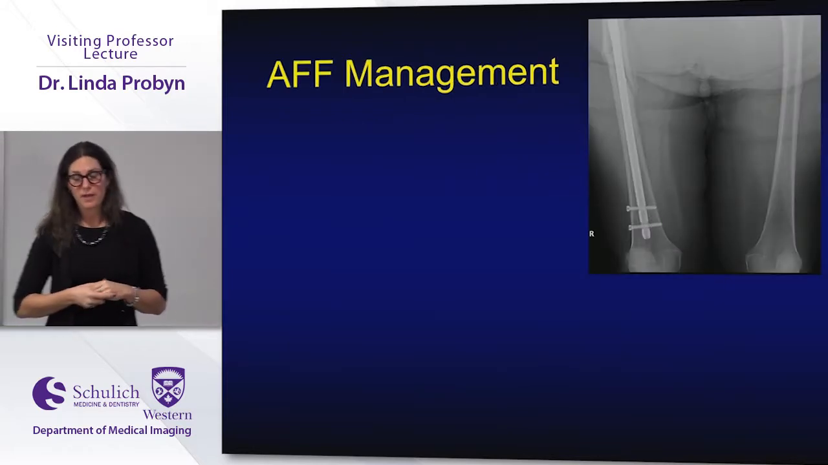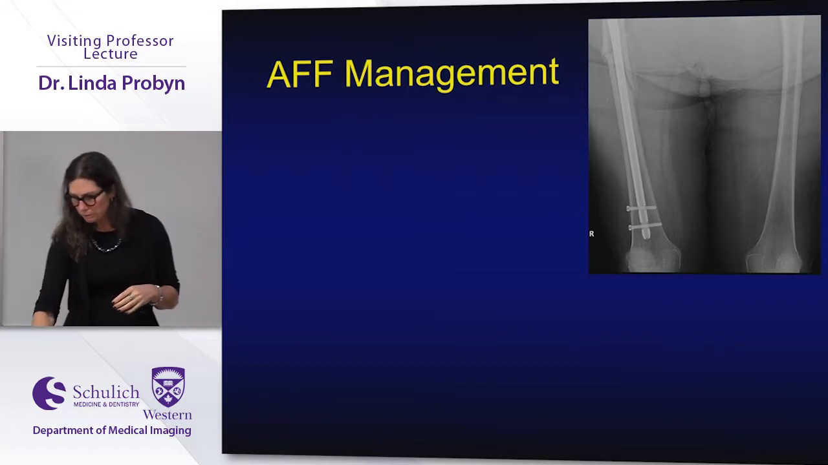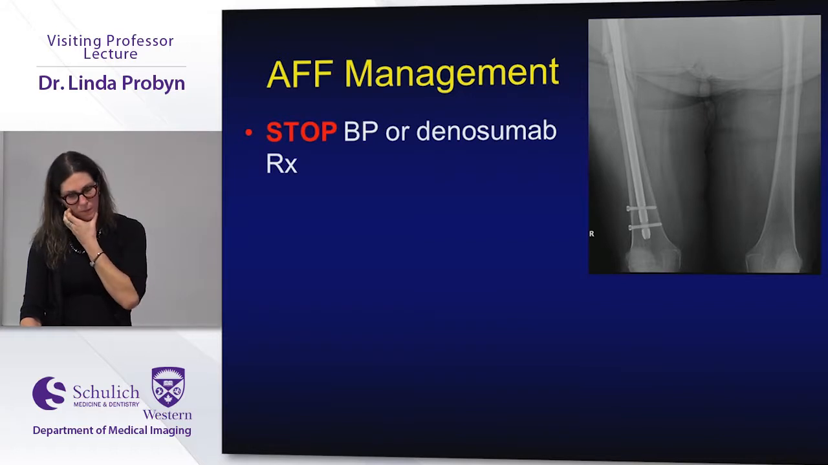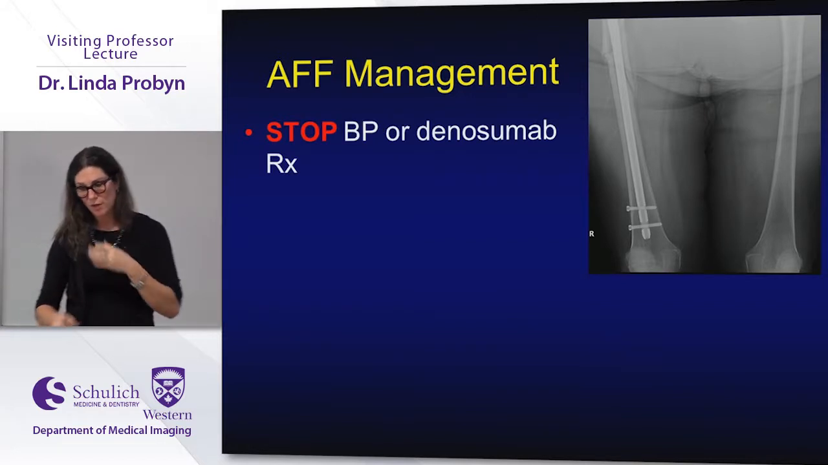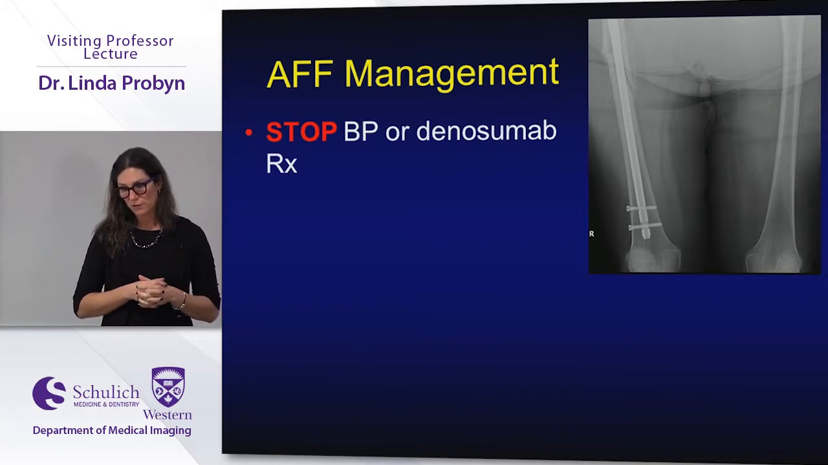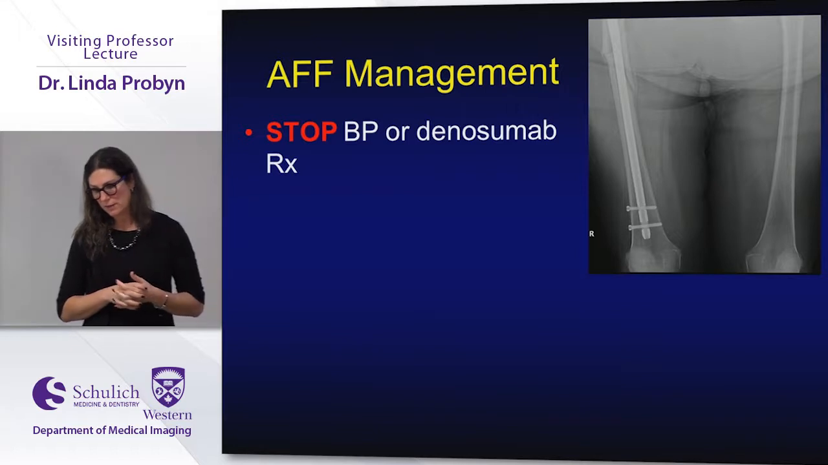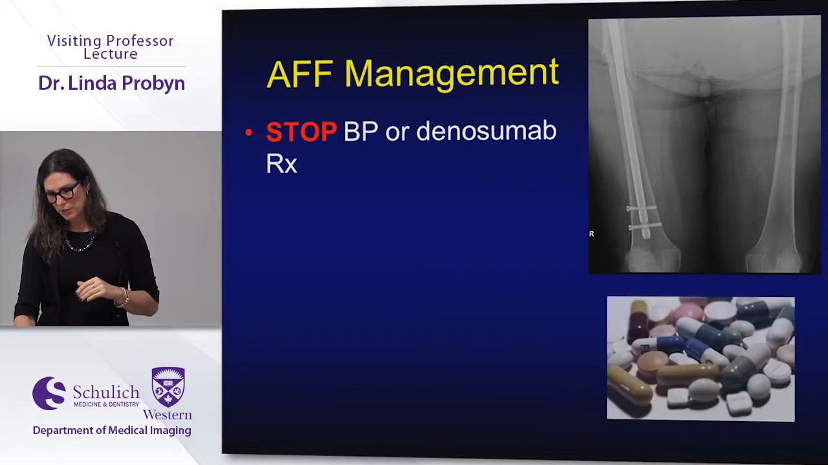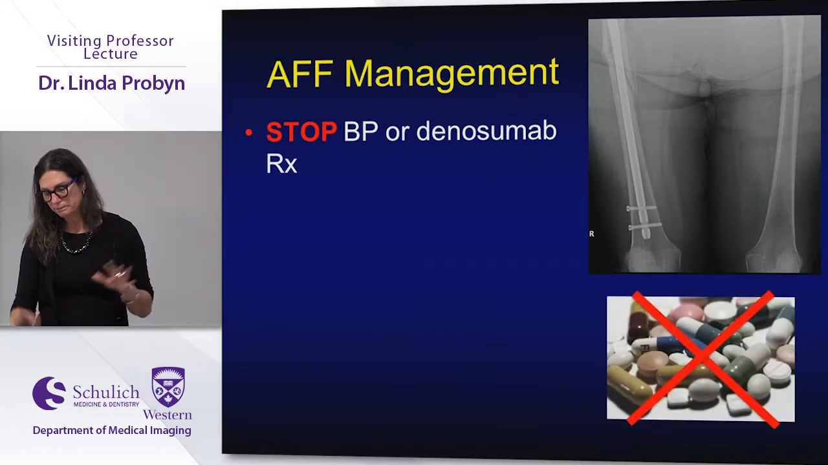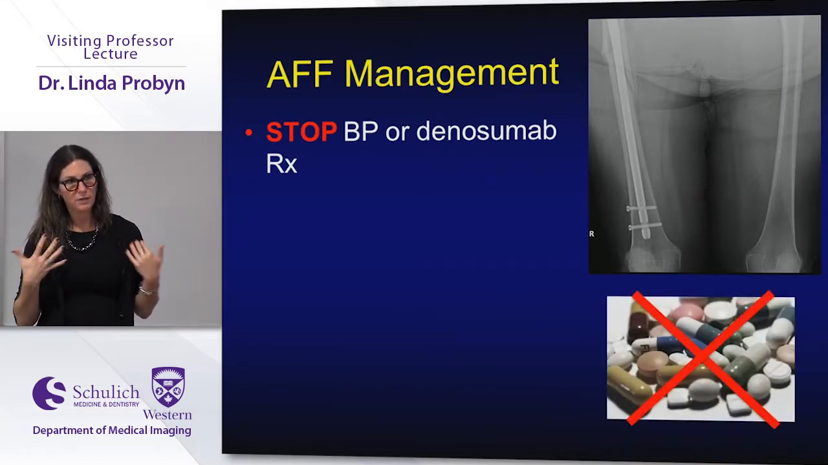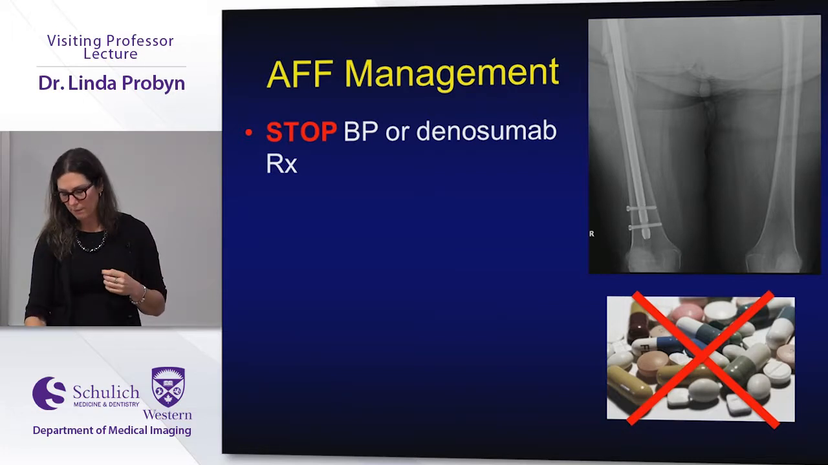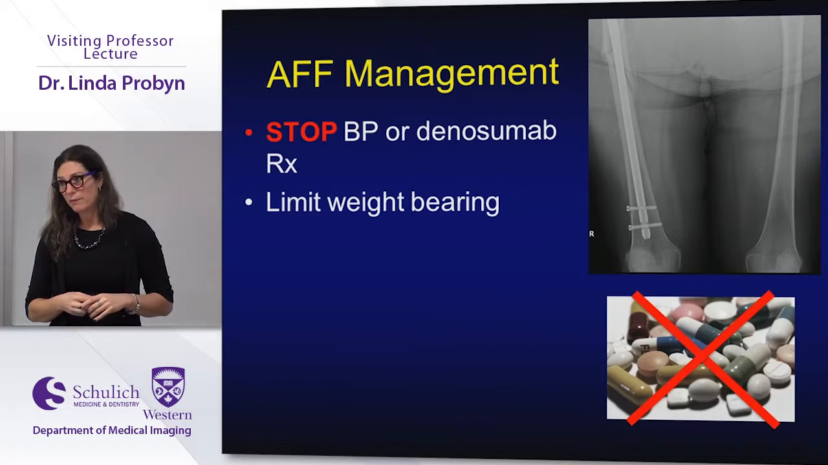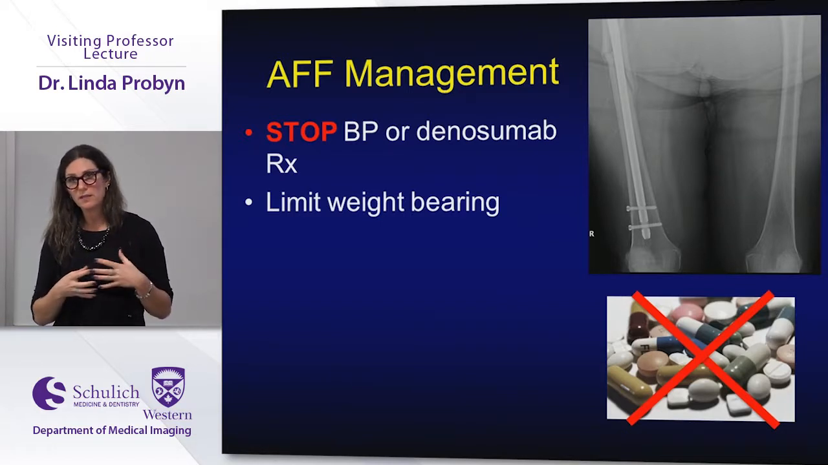So we're going to talk about management, and these have been managed in many different ways. The first thing the clinicians would want to do is to stop the bisphosphonates or the denosumab. That's the first thing that is done. So they take them off the medication, and they put them on what's called a bit of a drug holiday. They limit weight bearing, and it's a little bit variable because they don't know.